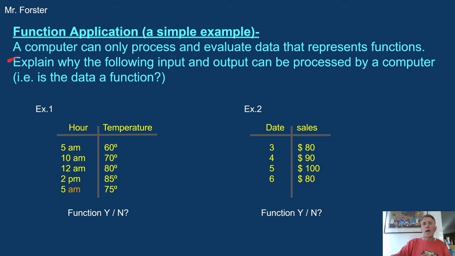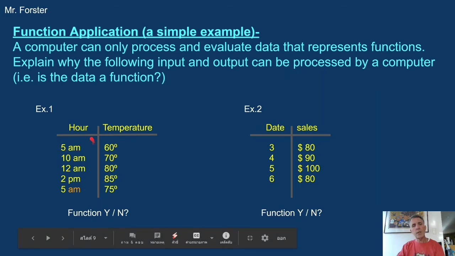This is an example of when you would need to know if something's a function. A computer can only process and evaluate data that represents functions. So explain why the following input can be processed or cannot be processed by a computer. Is the data a function? So here we have hours and temperature. So 5 a.m., 10 a.m., 12 a.m., 2 p.m., and 5. And we have all different times.